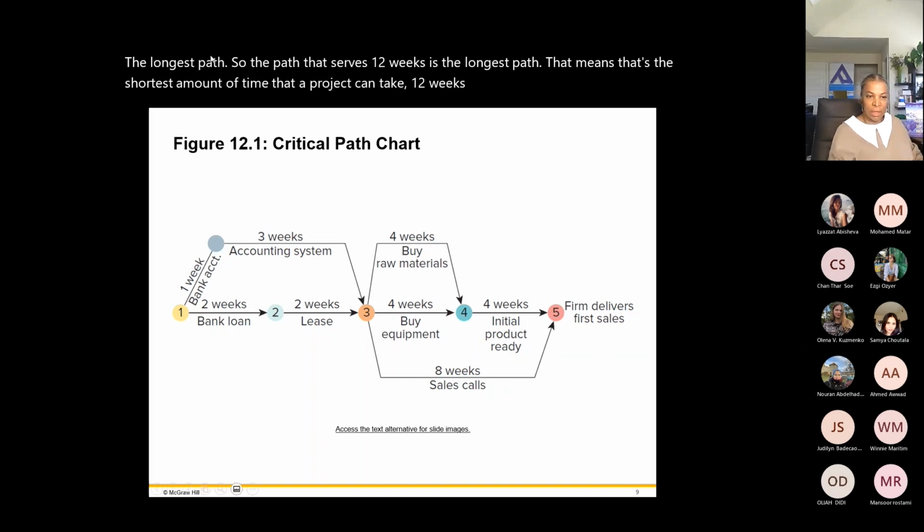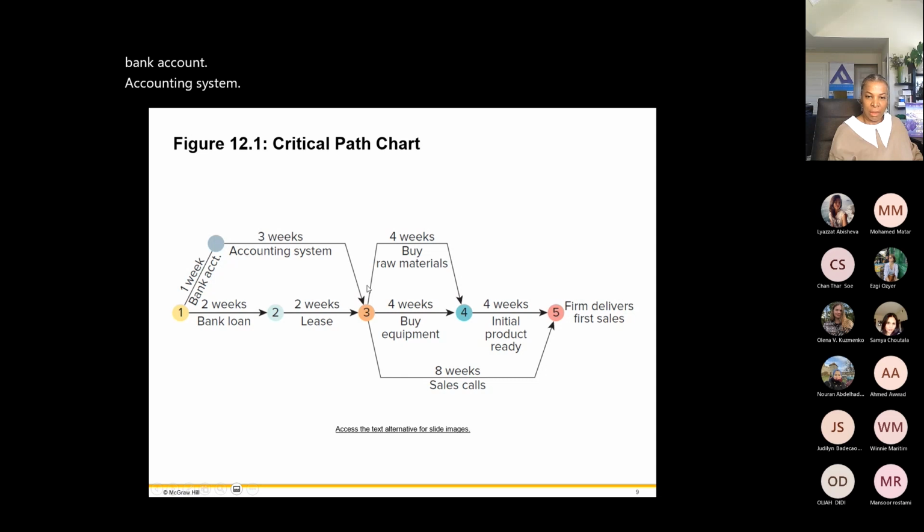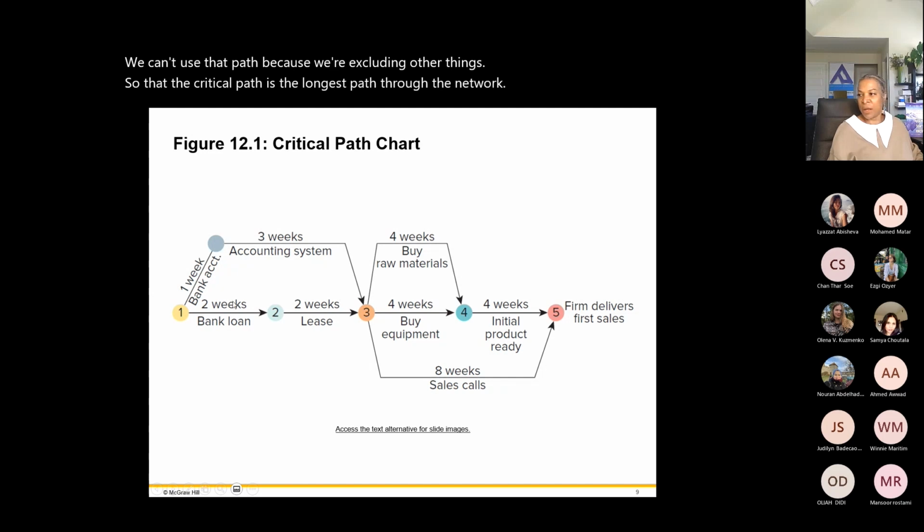So even though this first path here, bank account, accounting system, buy raw materials, initial product, even though that takes 11 weeks, we can't use that path because we're excluding other things. So the critical path is the longest path through the network. And sometimes they call this a network diagram. So this is how you would build your critical path.